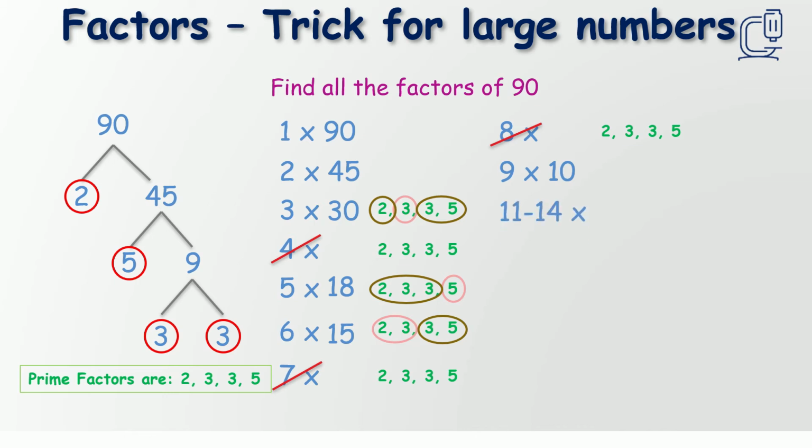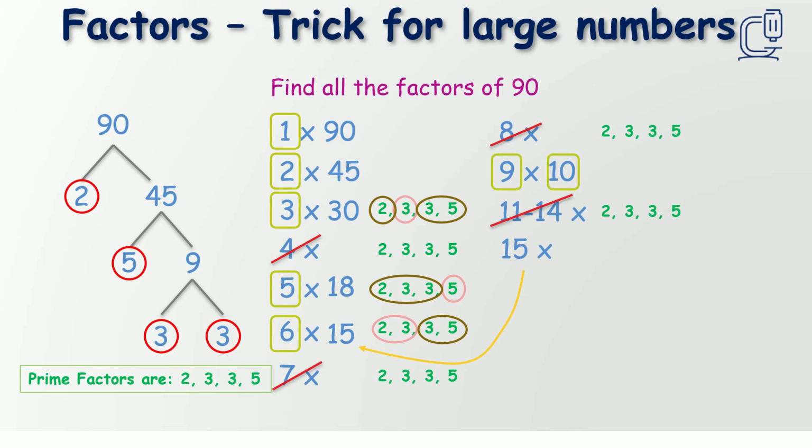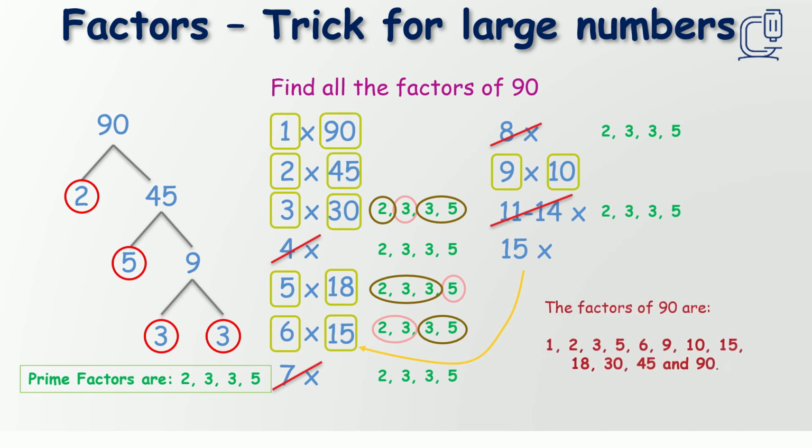Now moving on to 11 to 14, we cannot make any number between 11 and 14 from our prime factors list, so we know that these do not go into 90. 15 we have already seen, so our list of factors for 90 are 1, 2, 3, 5, 6, 9, 10, 15, 18, 30, 45 and 90. This trick is handy when the question asked has a large number that you need to factorize.